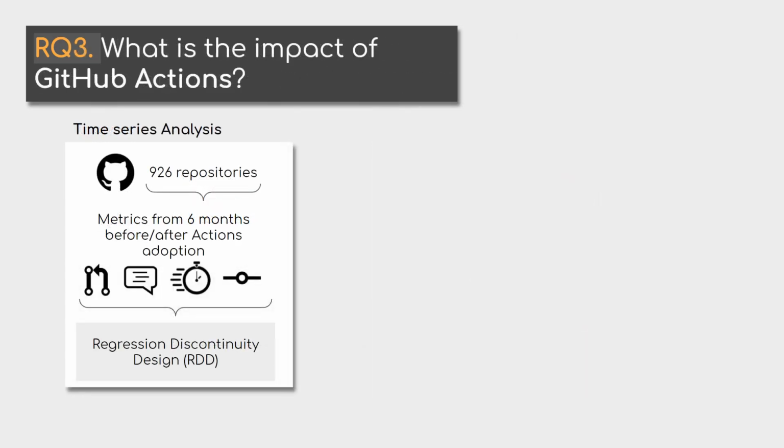Also, we investigated how the adoption of actions impacts project activity indicators such as the number of merged or rejected pull requests, number of comments, the number of commits, and the time to close pull requests. We used a regression discontinuity design to model the effects of actions adoption across 926 projects that had adopted GitHub Actions for at least 6 months.